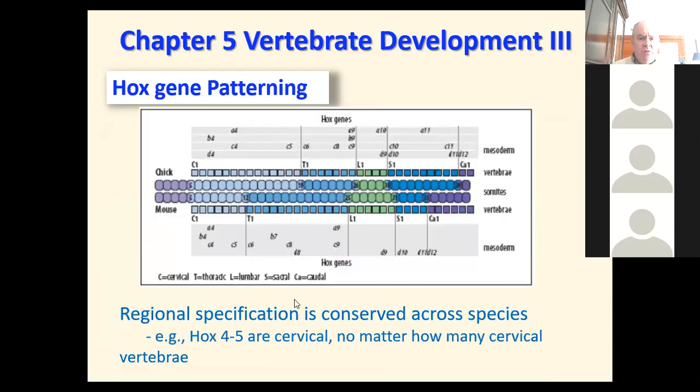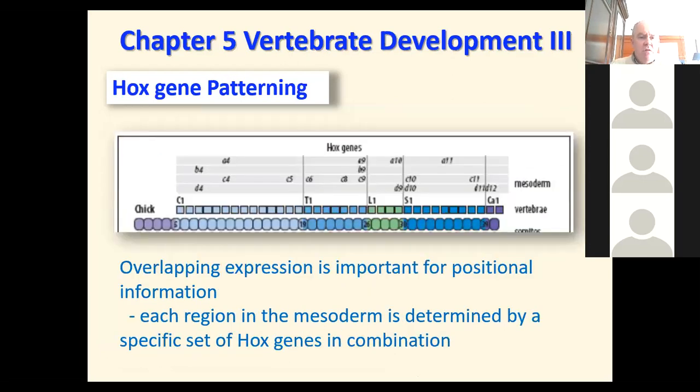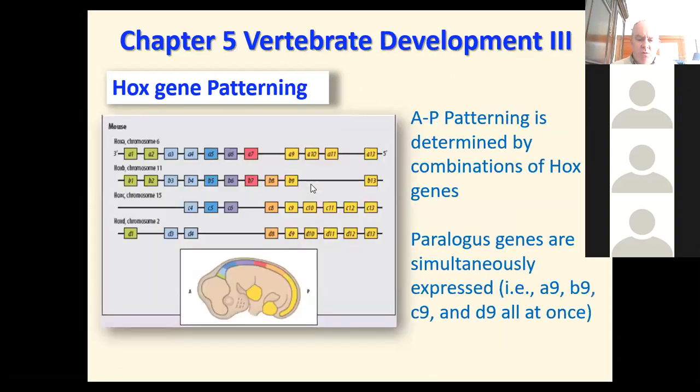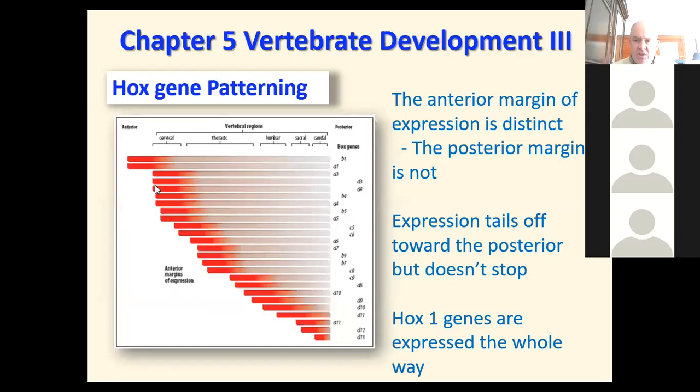So each region of the mesoderm is determined by a specific set of Hox genes in combination. So here's your thoracic. Thoracic has got all of these genes on at once. The ones that just come on in that segment, keep this in mind too, are at the highest level. So if you look at B1, it's highest when it's the only one on, but towards the back, you've got less and less B1 being expressed. It's still there, still being used in combination, but there's less of it than there was right at the beginning. So each one peaks when it first gets turned on, and then it becomes less and less.